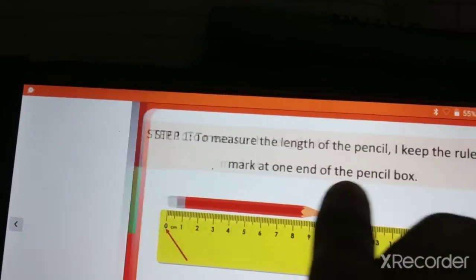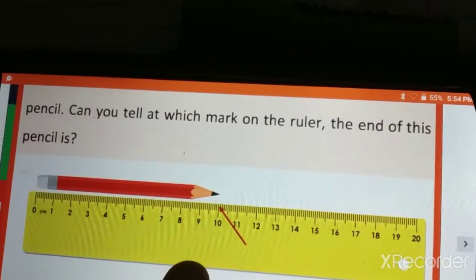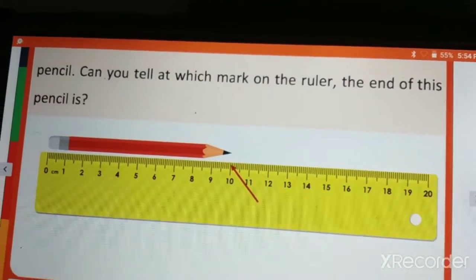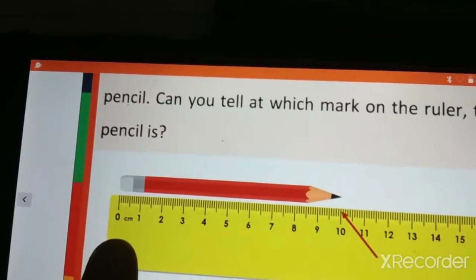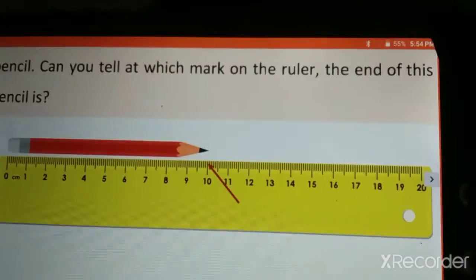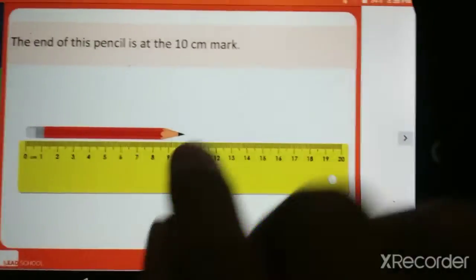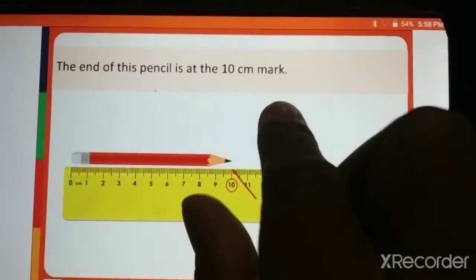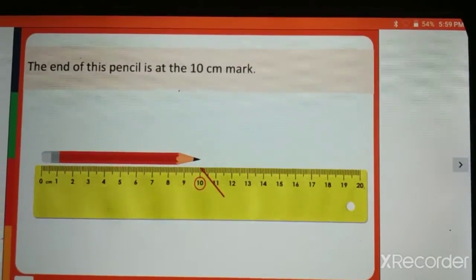After that, we also have to find the ending point. The ending point is here. So can you tell at which mark on the ruler the end of this pencil is? That mark is 10. The starting point is 0 and the ending point is 10. Got it? Then, students, starting point is 0, ending point is 10, so we circle 10. The end of this pencil is at the 10 centimeter mark.